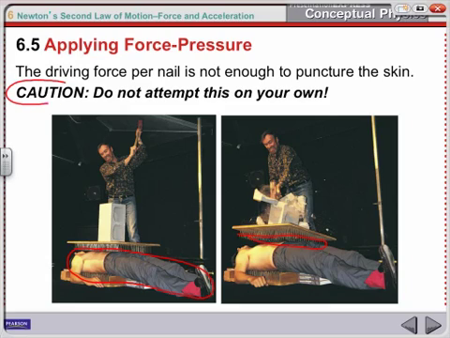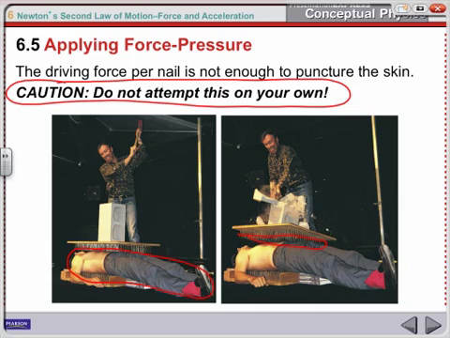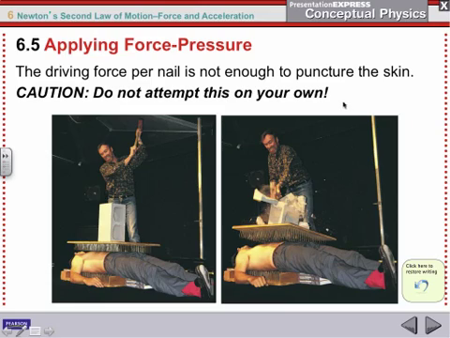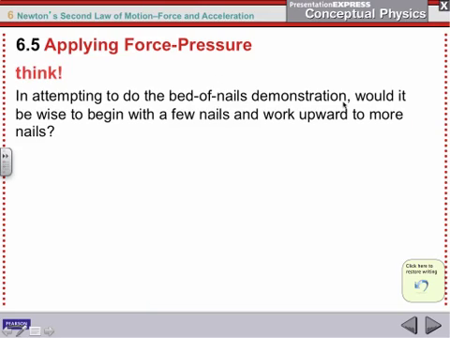Now, make sure, guys, do not attempt this at home. Okay, Reagan, we don't want you going off and trying to see if you can lay on a bed of nails or something. Wouldn't want you dying.